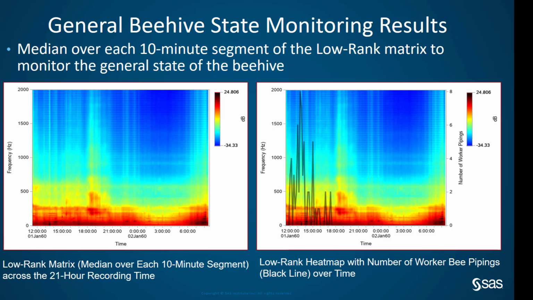There is quieting time at night and activities resume as the sun rises. On the right is the same heat map but with the number of worker bee pipings detected, the black line, laid on top of the low-rank heat map. We can see that most of worker piping sounds happened within the first 2.5 hours and stopped 6 hours after the split occurred, when all hope of finding a queen bee must have been completely lost. To summarize, with the combination of time-frequency analysis, specifically the spectrogram, and robust principal component analysis, we can generate results that effectively monitor the general condition and activities in the beehives.